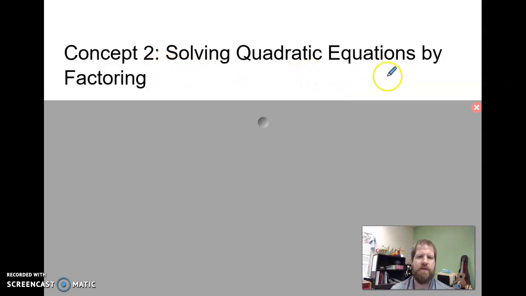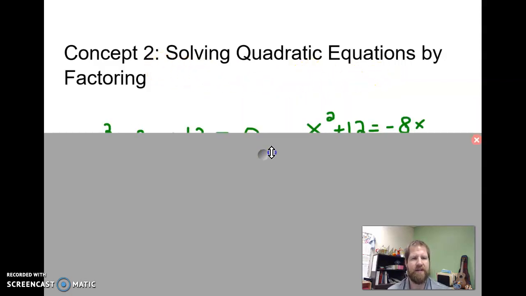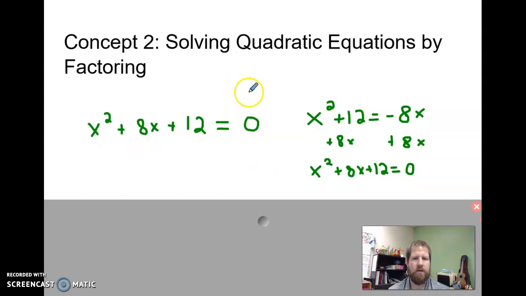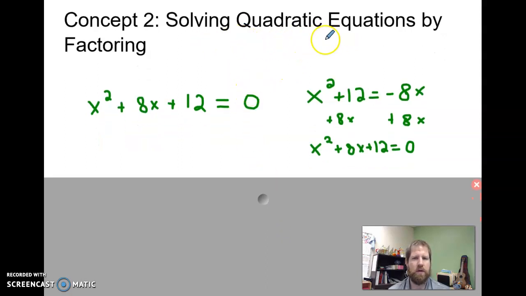Concept 2, solving quadratic equations by factoring. Alright, so we're going to start with our quadratic equation, and sometimes we'll get them in standard form, but sometimes we'll have them not in standard form, and we'll have to alter them so that we get them in standard form, because we want to have that trinomial all on one side equal to 0 so that we can start our factoring.